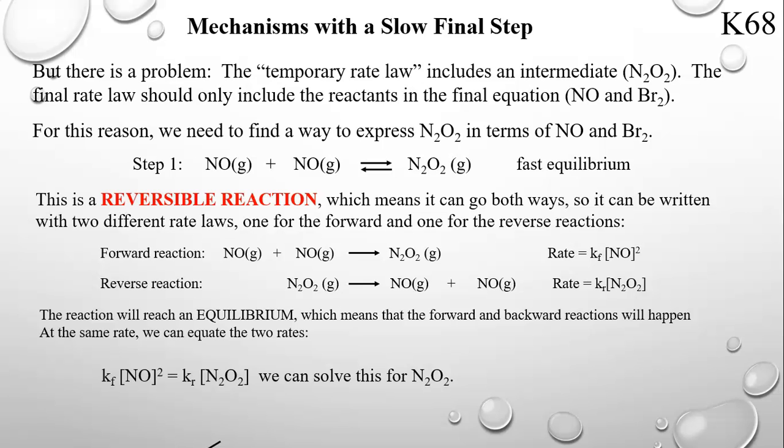We can solve for N2O2. And we do that by dividing both sides by k_r. So if you divide both sides by k_r, over there on the right you see that the N2O2 concentration equals k_f over k_r times NO squared. Alright, so now we've taken this N2O2, which we're not allowed to have in our final rate law, and we've expressed it in terms of something that we can have in our final rate law, which is the NO. So it's k_f over k_r. Now you say, what are those? Well, it doesn't matter. You're going to see in a second. Times the concentration of NO squared.